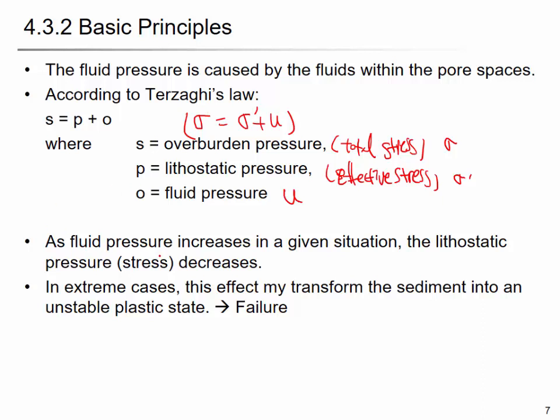If the fluid pressure increases, which means this u component increases for a given overburden stress, then this lithostatic pressure will decrease, right? At some point, if this one increases too much, then you have plastic behavior and the effective stress goes to zero, so you have a quick condition and failure in the sediment. The effect may transform the sediment into an unstable plastic state. This means failure.